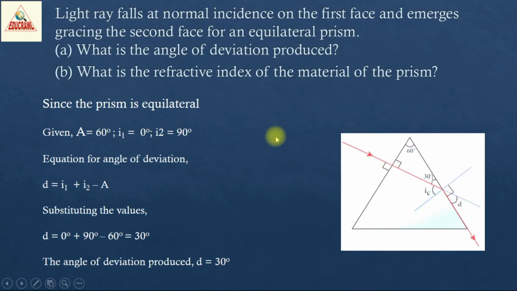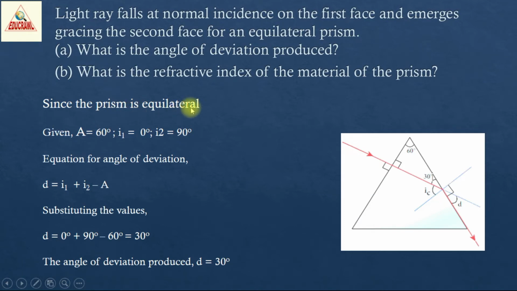Next, we are going to see some problems related to the angle of deviation. First problem: light falls at normal incidence on the first face and emerges grazing the second face for an equilateral prism. What is the angle of deviation produced and what is the refractive index of the material of the prism?